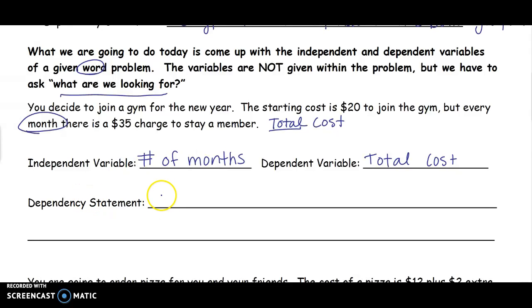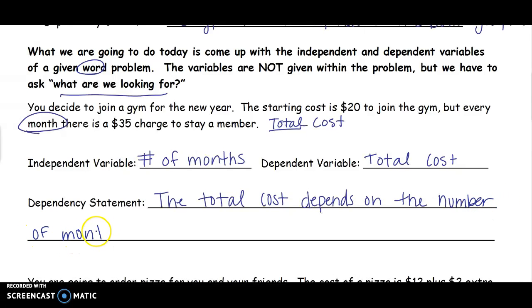So to write our dependency statement, we would say the total cost depends on the number of months. Let's be a little more specific. The number of months you are a member. The total cost depends on the number of months you are a member. Now, if you notice, we did not use 35 or 20. That will come later. We have to ask, what are we looking for? In this case, this is what we were looking for, our total cost. Once you've answered that question, you can go back and say, well, what's going to change my total?